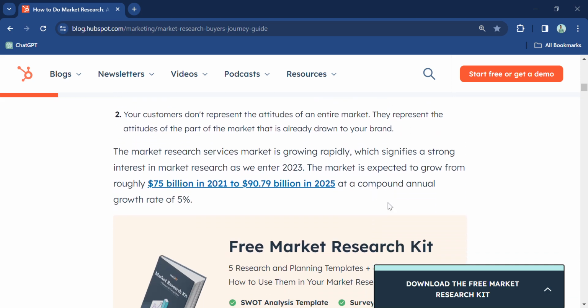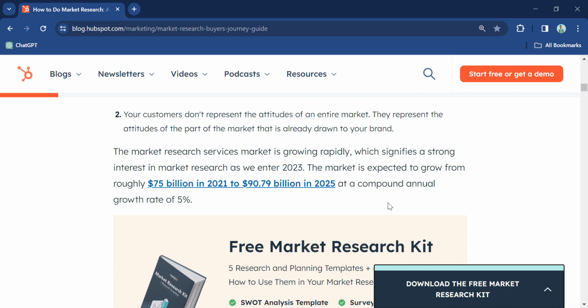Your customers don't represent the attitudes of an entire market. They represent the attitudes of the part of the current market that is already sold on your brand.